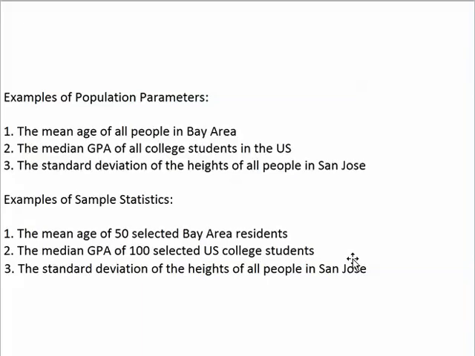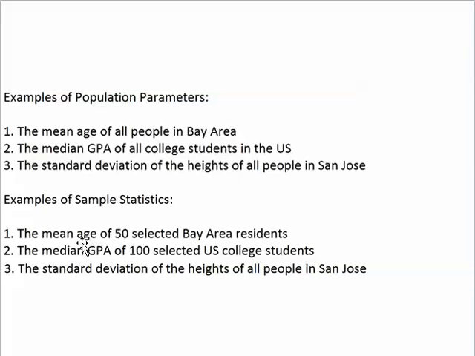Here are a few examples of population parameters and sample statistics. The mean age of all people in the Bay Area would be a population parameter. The median GPA of all college students in the US would be a population parameter. And the standard deviation of heights of all people in San Jose would be a population parameter. Notice how these are all statistics that tell you something about an entire population.